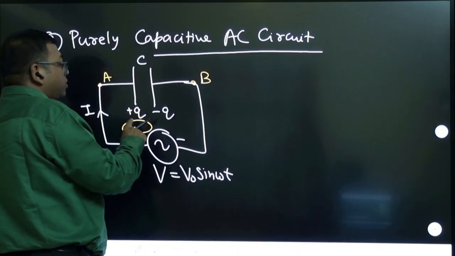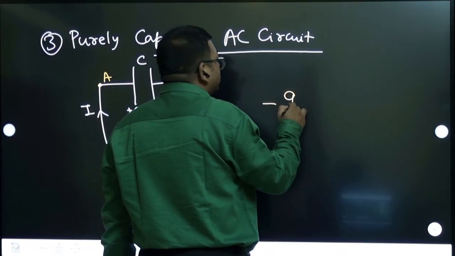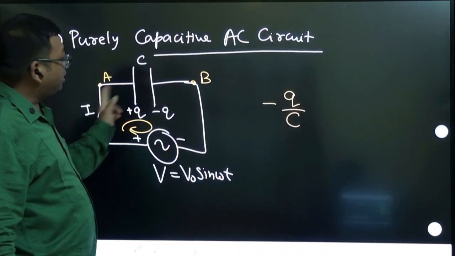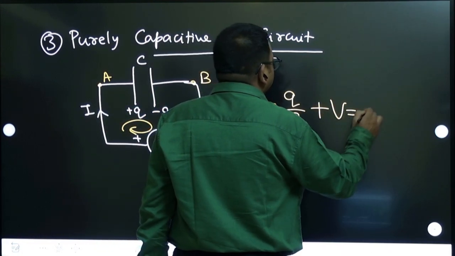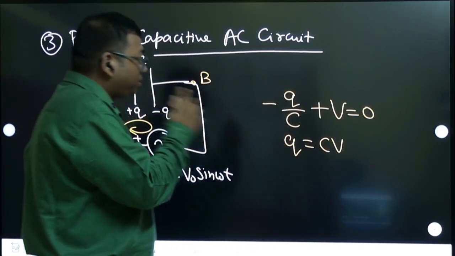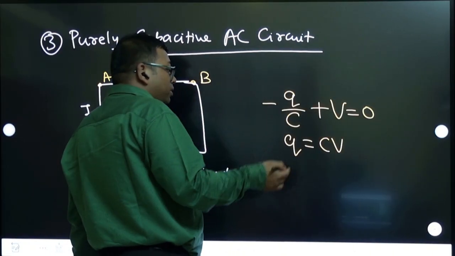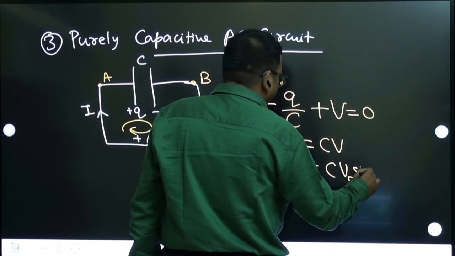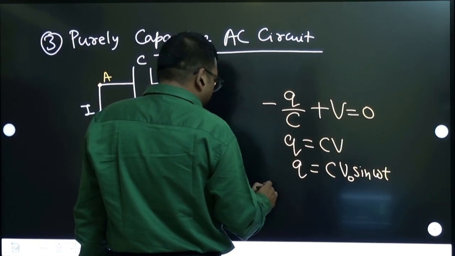A to B you go, so you are going from higher to lower voltage. The change of potential is minus Q by C, right? Minus q because higher to lower, and here minus to plus, plus V is equal to 0. So from here Q equal to CV. Q by C is V, so Q equal to CV. Now we want to get current, and voltage you substitute V naught sine omega t.